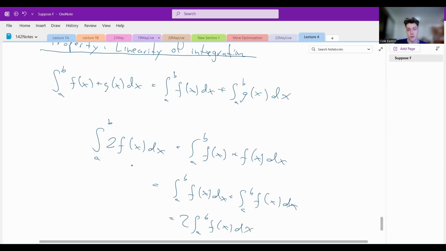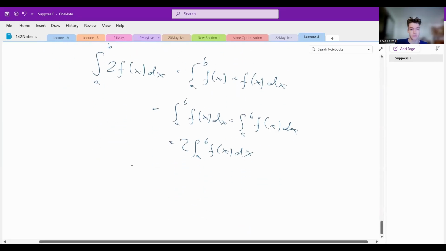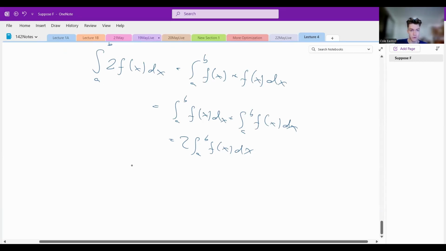Right. And we could do that again, right? I could put a 3 in front of there and then break it apart into 3 functions. And so in general, we have this property that says the integral from a to b of some c times f of x dx equals c times the integral from a to b of f of x dx.